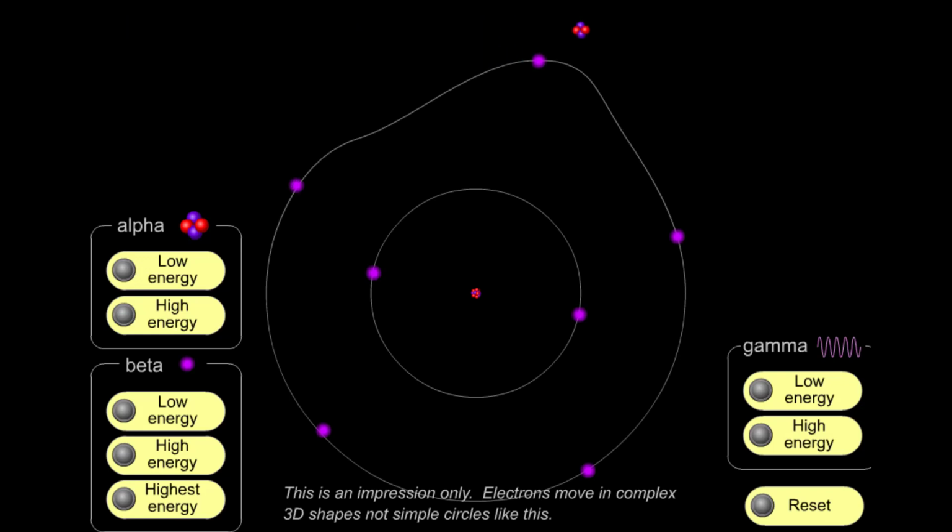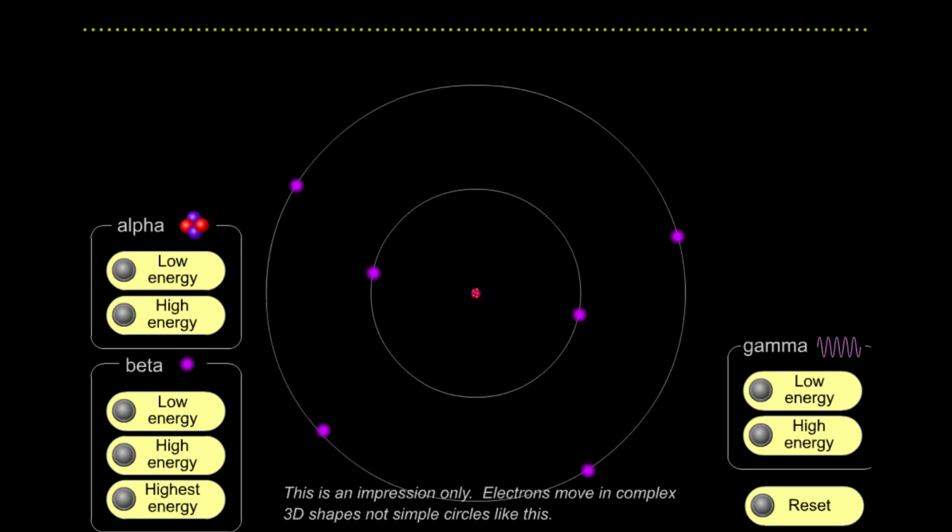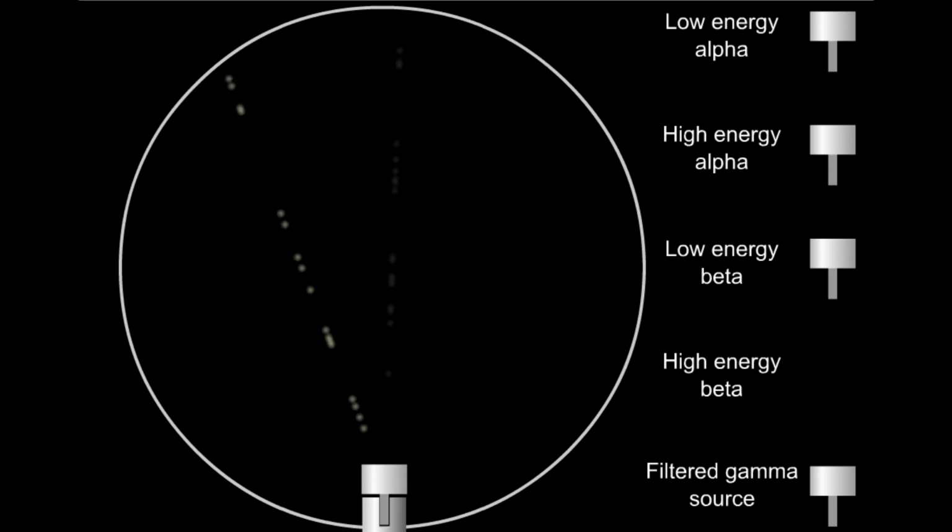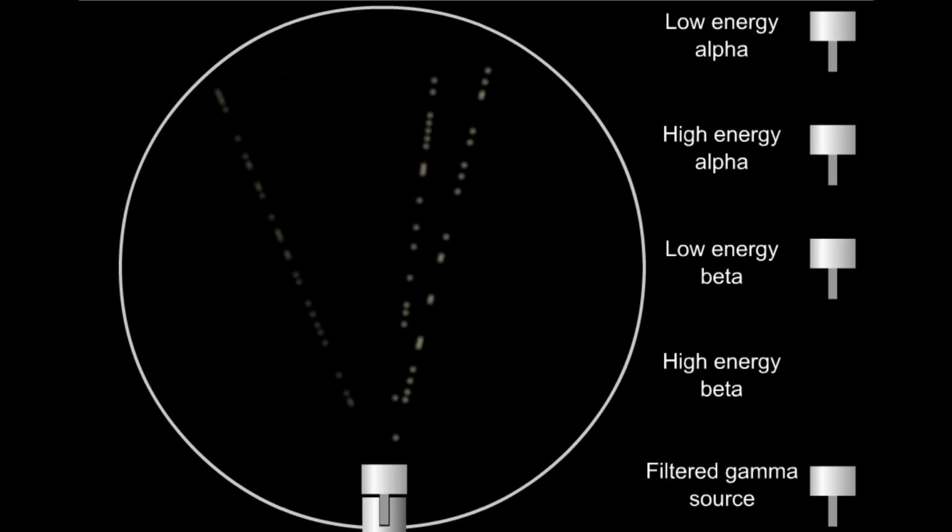An alpha particle's double positive charge attracts electrons as it flies by. And this is why alpha particles are highly ionizing. Beta particles typically move about 100 times faster than alphas, so they're less good at causing ionizations. And this means they make long, thin tracks of vapor in a cloud chamber.